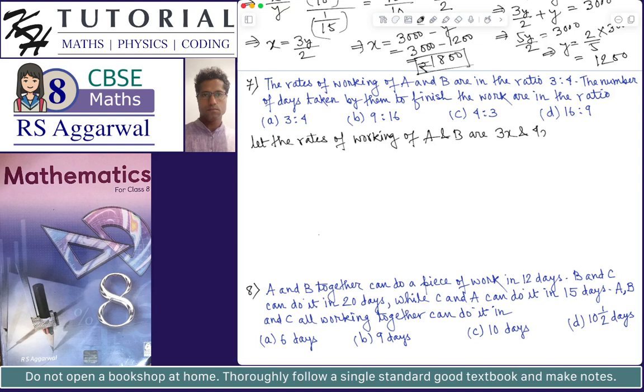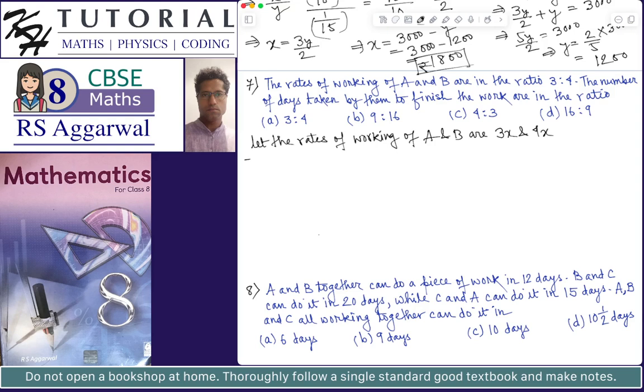This is the general strategy of solving problems which are based on ratio. If you know the ratio of two quantities, and you have some other information about the quantities, and you have to find those two quantities, generally you assume the quantities to be based on the parts of the ratio. So in this problem the ratio is 3 is to 4, so we are assuming the rates of working of A and B to be 3x and 4x.